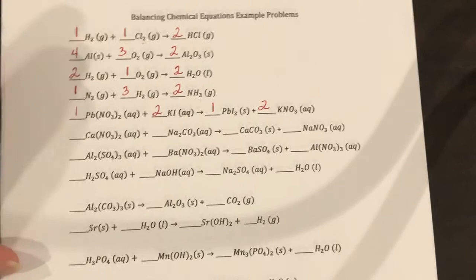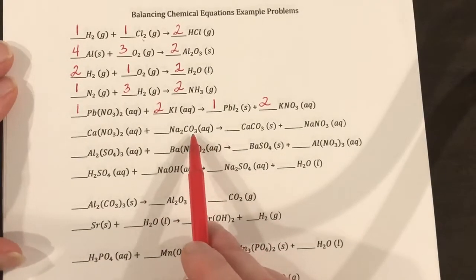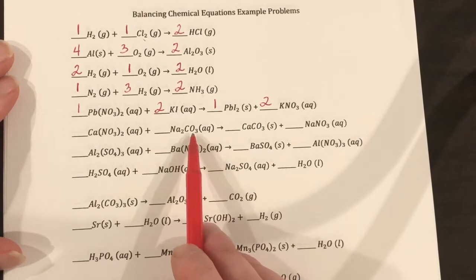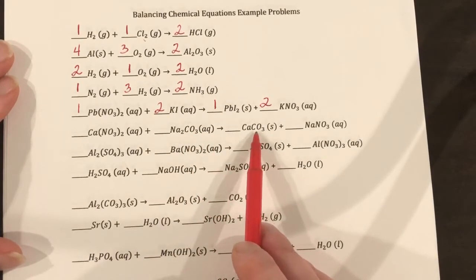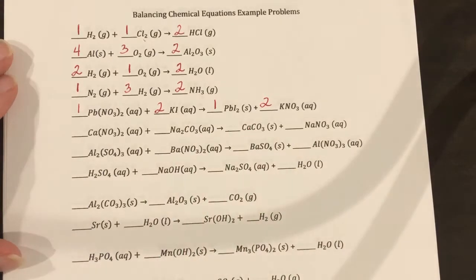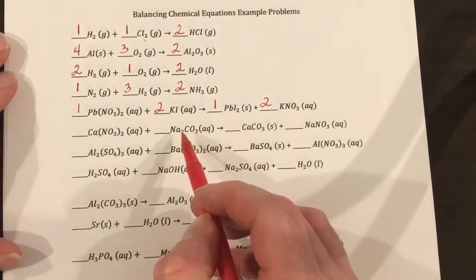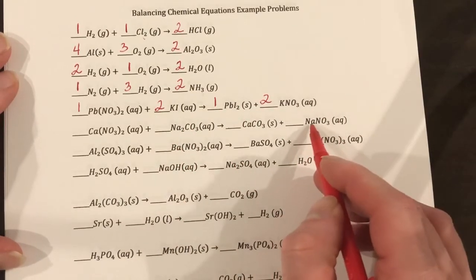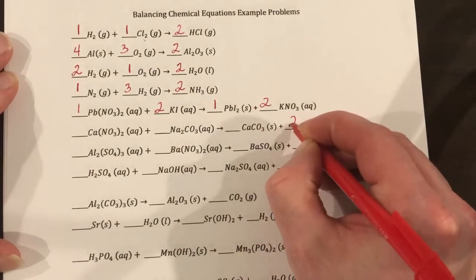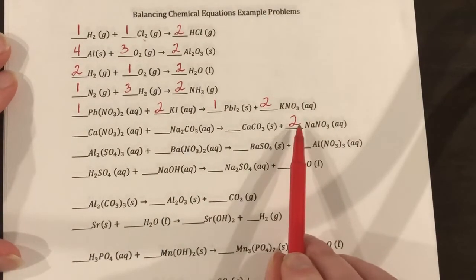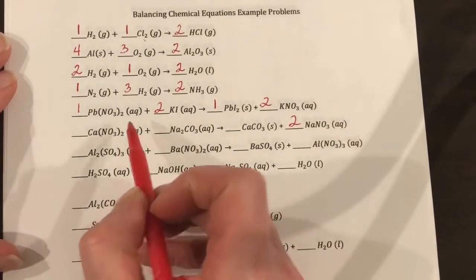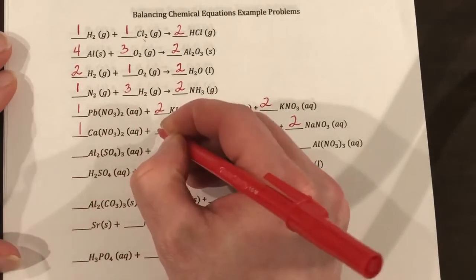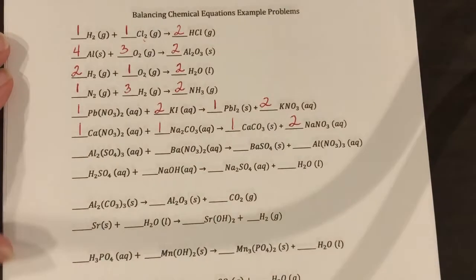Next example. CO3 is the ion I'm going to start with. So 1 CO3 on this side, 1 CO3 on this side. That's not going to do me any sort of good. Okay, so let's move on. 2 Na's on this side. I need to get 2 Na's on this side. So I'm going to write a 2 right there. That changes your nitrates. 2 NO3s, 2 NO3s. 1 Ca, 1 Ca. So it should be balanced. We just fill in the 1s.